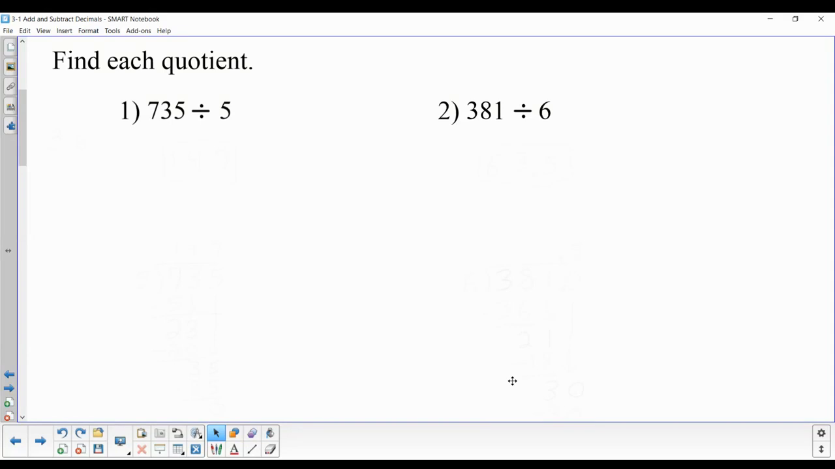Hello, in this video we are going to review how to do dividing of numbers with long division. In each of these examples we're going to divide with a one-digit number. So when I go to find the quotient, the answer to a division problem, for 735 divided by 5, I'm going to skip some lines and do my computation work out of the way. I'll write my 735 divided by 5.